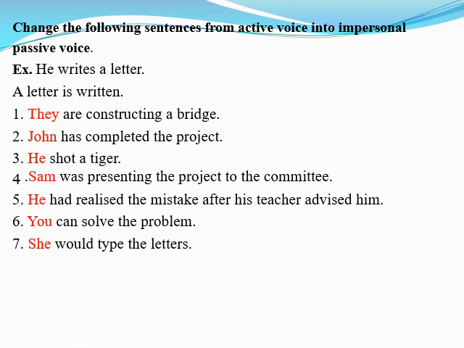Next, you can solve the problem. Omit the subject you. Can should be changed into can be. So, the problem can be solved. Number 7. She would type the letters. We have to omit the subject she. So, would should be changed into would be. So, bring the object the letters to the subject's place. The letters would be typed.